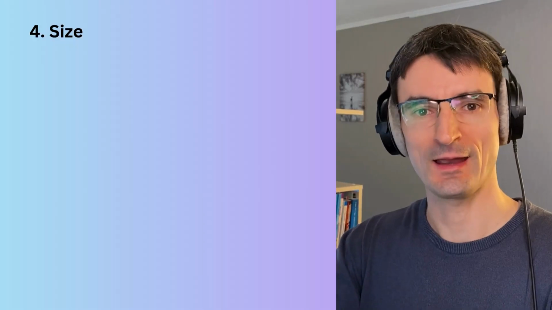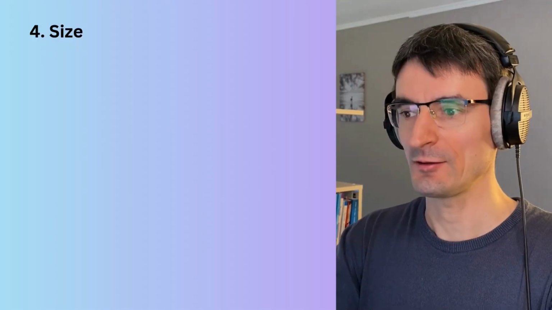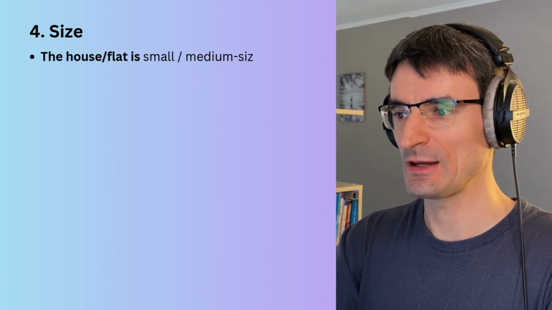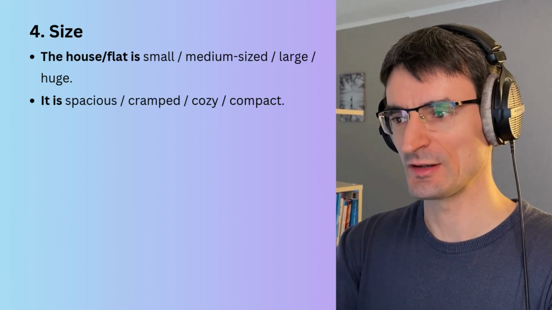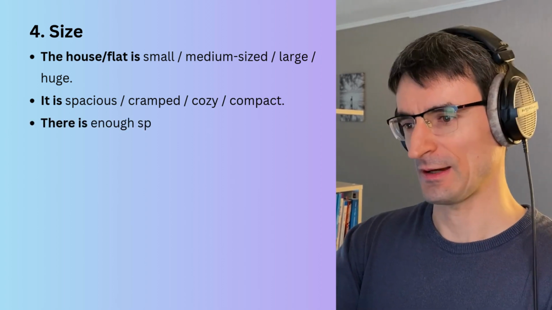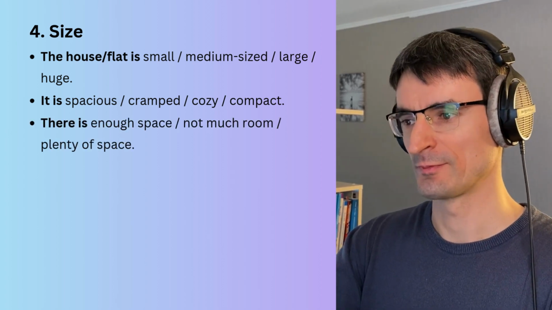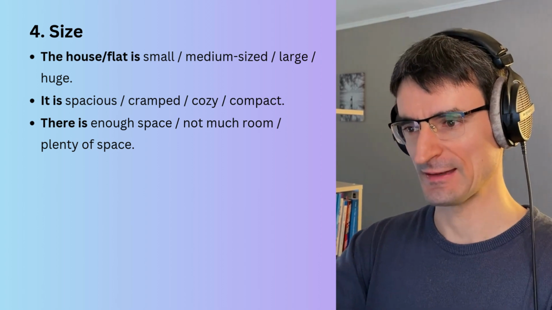Fourth, let's say how large our flat is. The house is small. The flat is medium-sized. It is spacious. It is cramped. It is cozy or compact. There is enough space, or there isn't much room, or there is plenty of space.